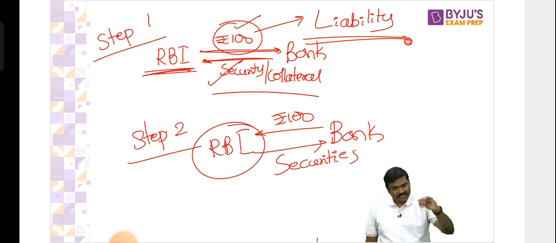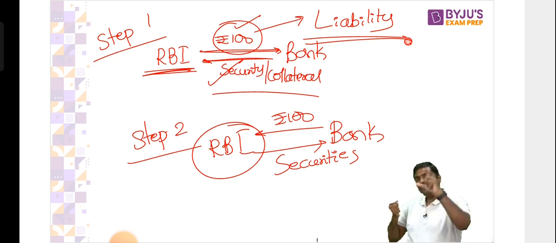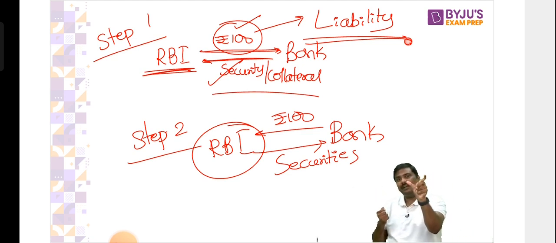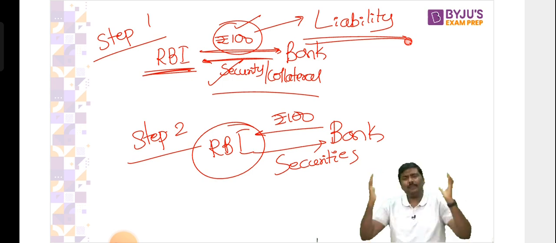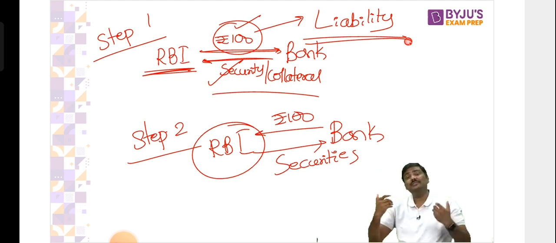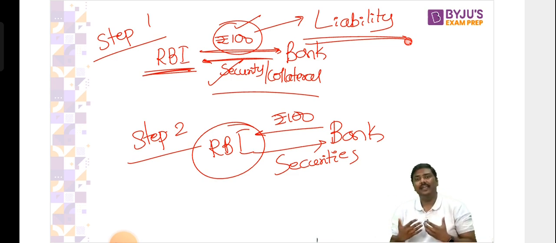In step 1, the bank is giving security and RBI has given this printed 100 rupee note. In step 2, the bank says, I don't want your 100 rupee, take it back and give me back my security. So that 100 rupee becomes a liability. The printing of the 100 rupee becomes a liability for the Reserve Bank of India.